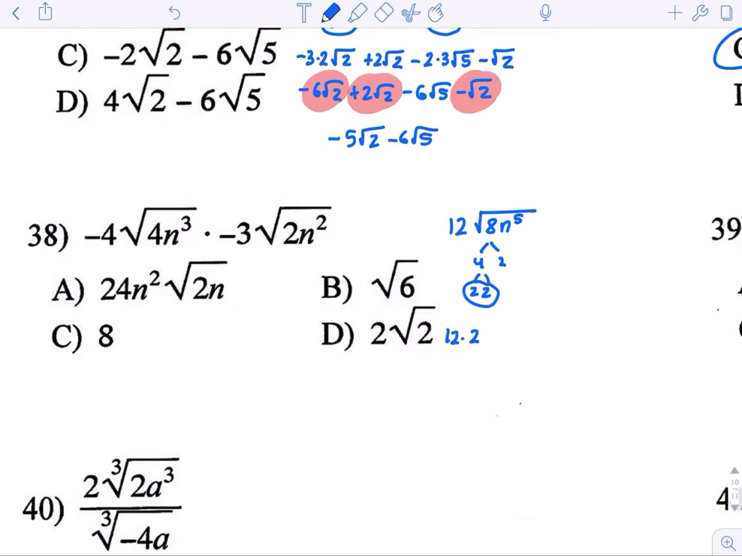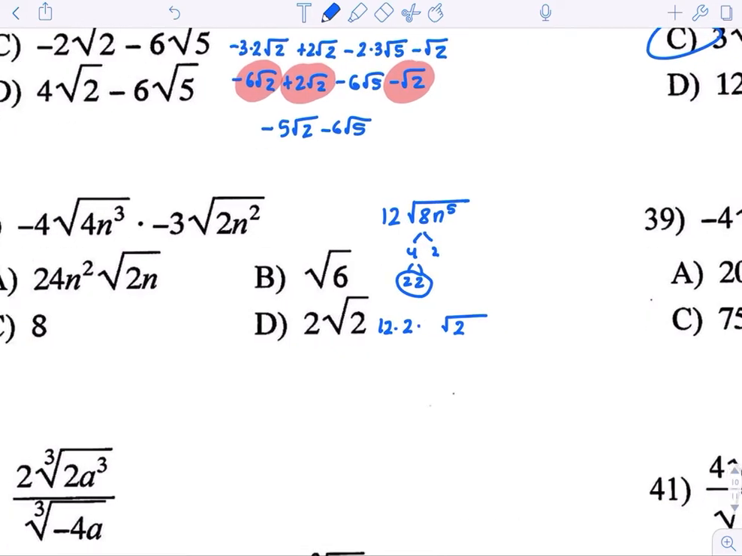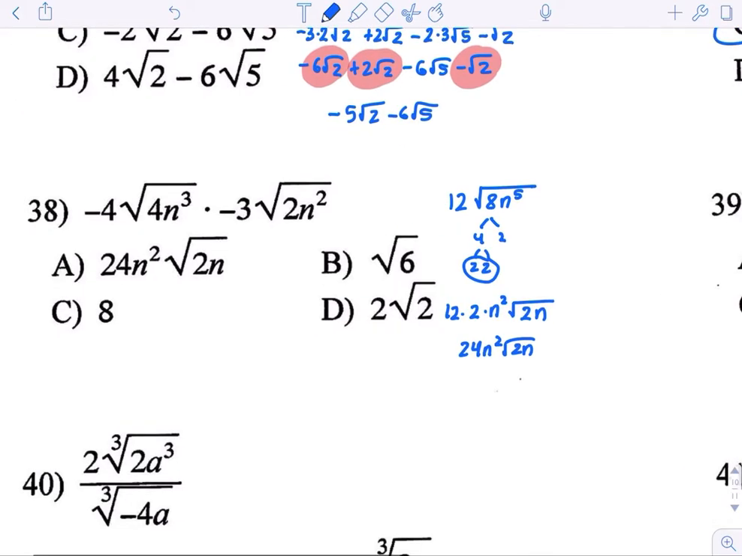So 2 gets to come on the outside. There's a 2 that was a leftover, so the 2 has to stay on the inside. And then now let's do our variable stuff, right? Since this is a root of 2, 2 goes into 5 how many times? Well, 2 goes into 5 twice, so that means there's going to be n squared because there's going to be 2 n's. So 2 goes into 5 twice, and then there's a remainder. So then just multiply the outsides together. 24n squared root 2n.